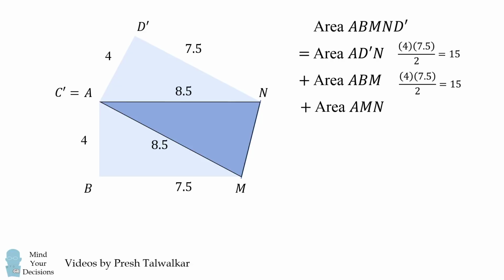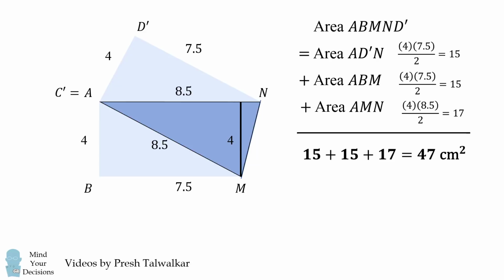Finally, we need the area of triangle AMN. Well, we know one length is equal to 8.5, and here we have its height, which is equal to 4. So we can solve for the area of triangle AMN as 8.5 times 4 divided by 2, and we get the result of 17. Now we can solve for the area of the shape by adding up 15, 15, and 17, and we get an answer of 47 square centimeters. So that's one way that you can solve the problem.